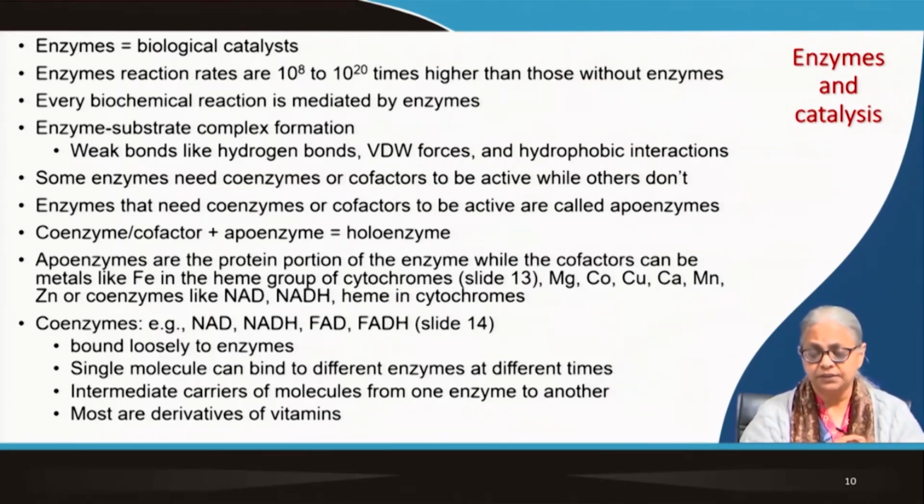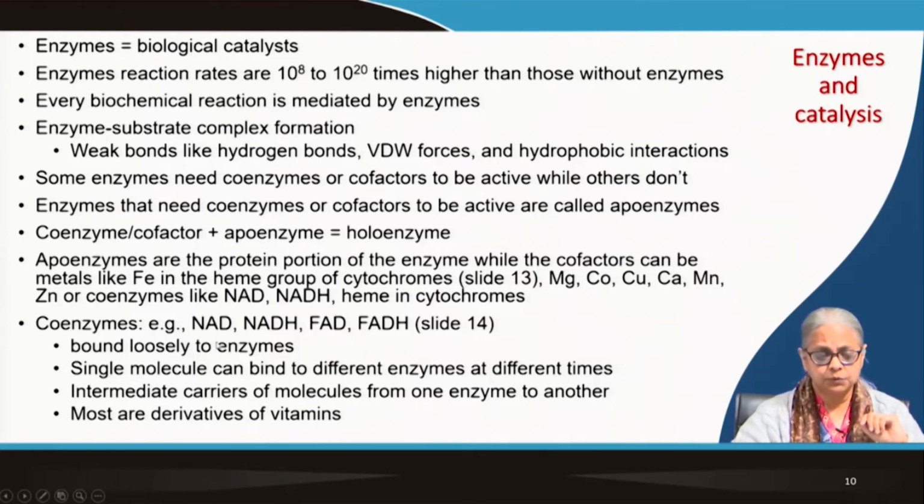So these apoenzymes can be the protein portion of the enzyme, and the cofactors can be metals, they can be other elements. So you have iron in the heme group, you have magnesium, cobalt, copper, calcium, manganese, zinc, and you have coenzymes like NAD, NADH, and the heme group in the cytochromes. These are all examples of the cofactors. There is some issue about coenzymes, cofactors, and the nomenclature. I will refer you to the textbook for that.